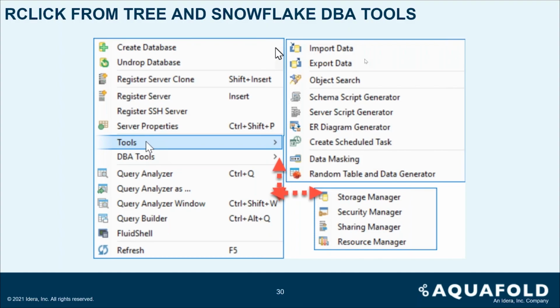I can import data, export data in different formats. Like I said, we can import and export JSON, we can import CSV, Excel, a bunch of different types of formatting text files. I can object search for particular objects if I'm not exactly sure where they're located, and I can generate scripts, schema script generator, like I said in the multi-selects.